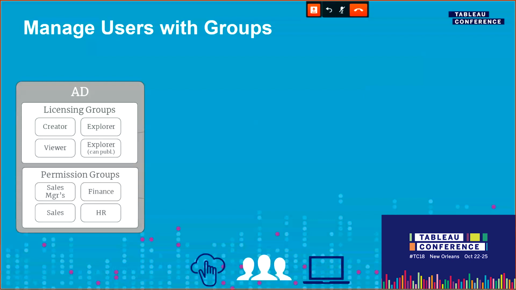At a minimum, you'll need a Creator, Explorer, and Viewer group. If you plan to use the Explorer Can Publish rule separately, we recommend you create a 4th group for Explorer Can Publish. Once you have these groups, you can use them to manage both licensing and permissions on your Tableau Server.